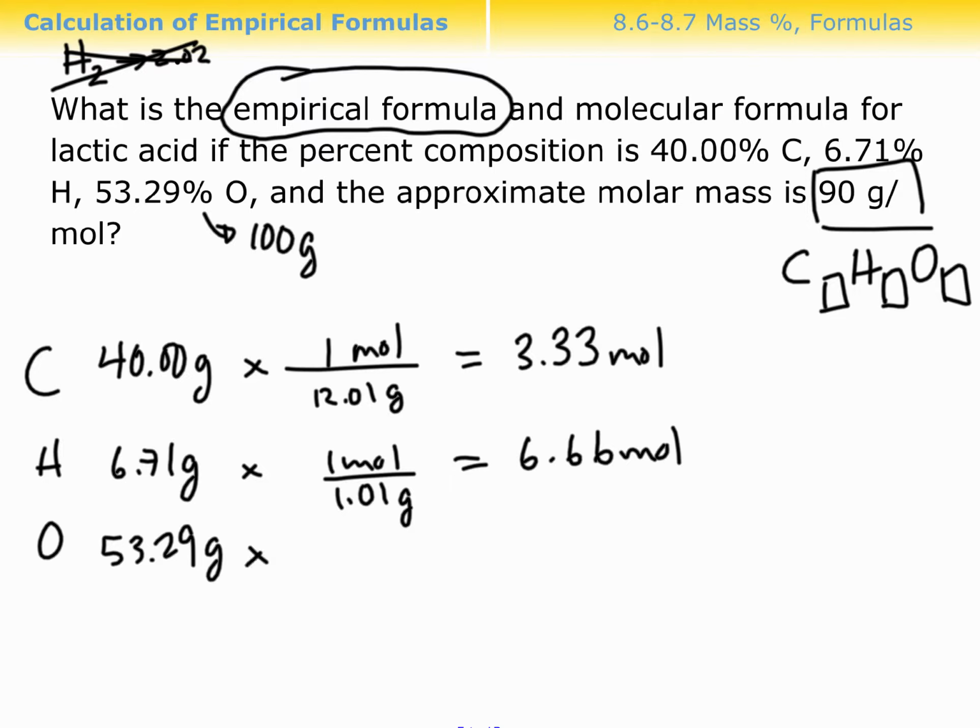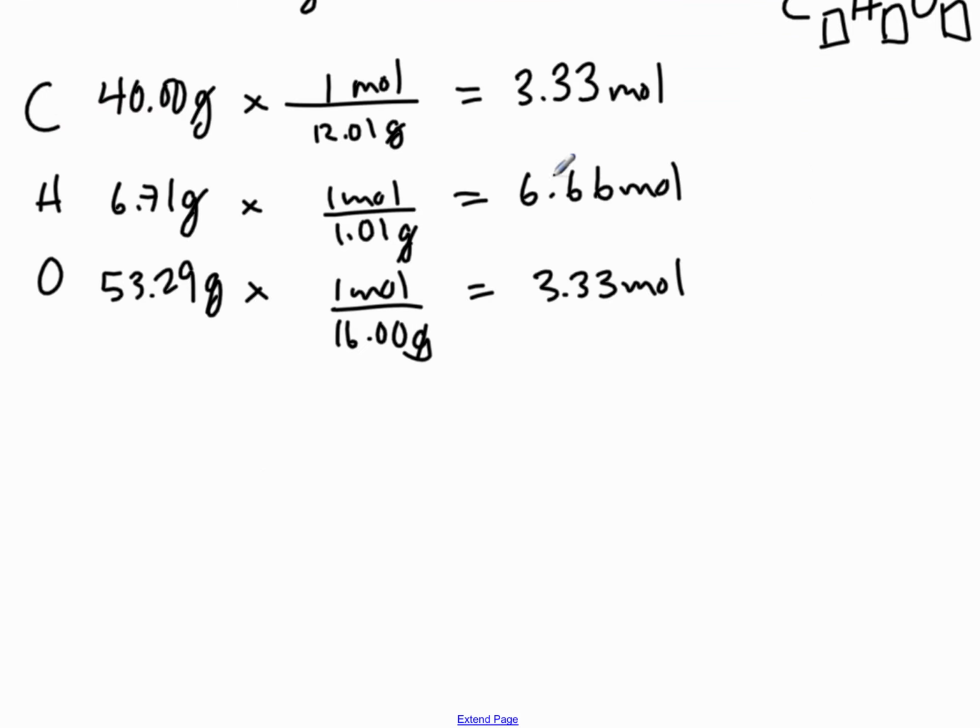And then oxygen, same thing. 1 mole of oxygen weighs 16.00 grams. The grams on all of these cancel like we usually do. And when you divide that, it comes out to about 3.33 moles too. Nice that these numbers all came sort of together there. So then what we do is, like in a normal question, we take each one of these and divide it by the smallest one.